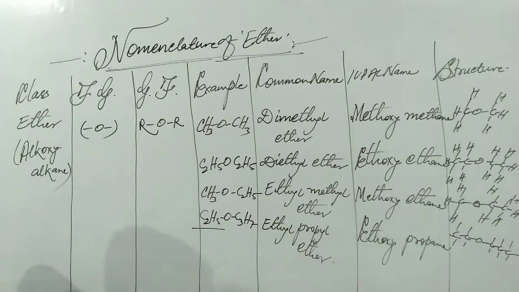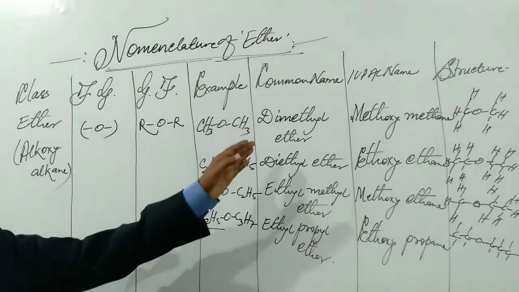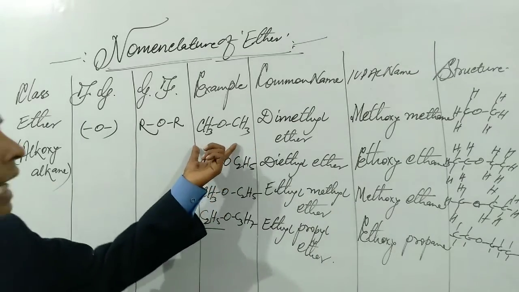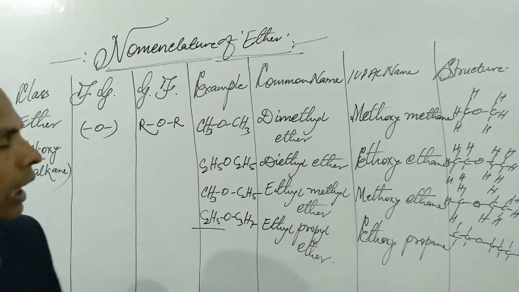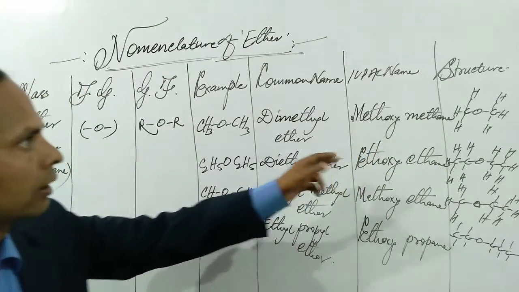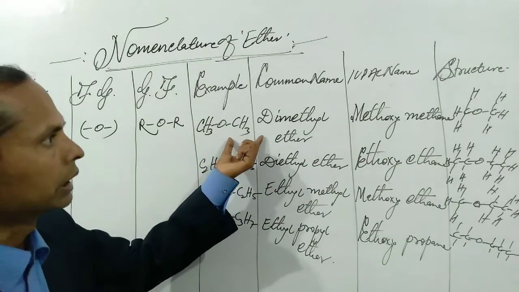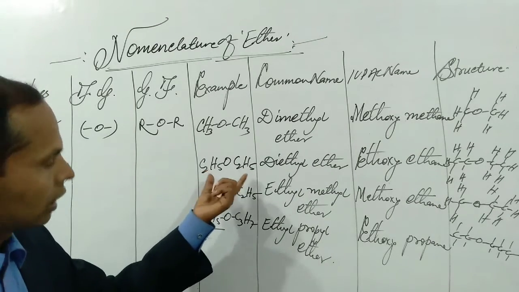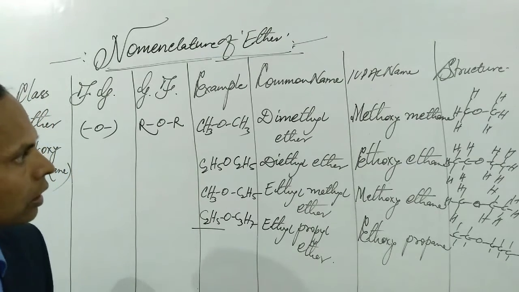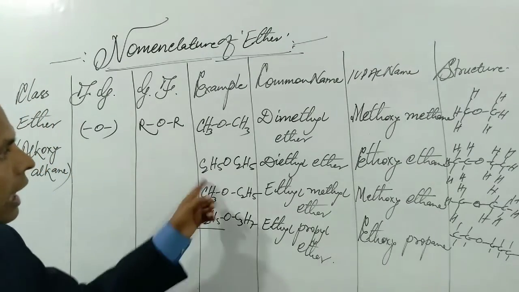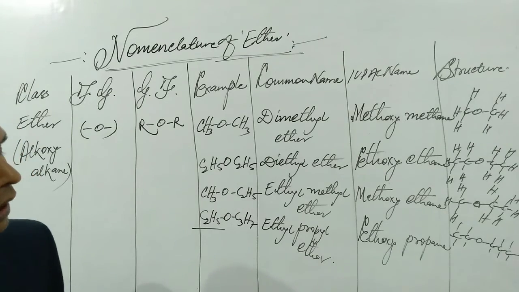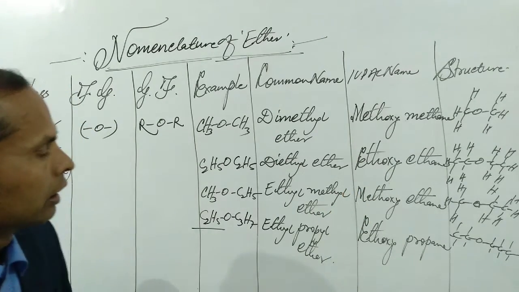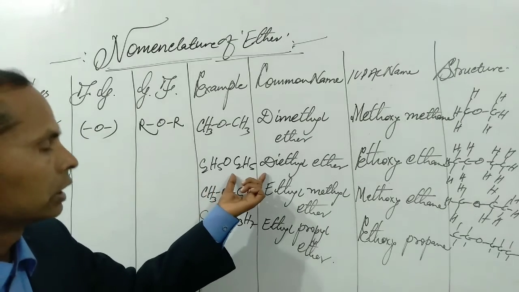We can either take the same alkyl group or different alkyl groups. In case of the same alkyl group, the word di can be used. This is dimethyl ether, and the IUPAC name will be methoxymethane. This is methoxy and this is for methane. This is also the same alkyl group in this case. So the name of such a compound is diethyl ether, and the IUPAC name will be ethoxyethane. Ethoxy for this group and ethane for this group.